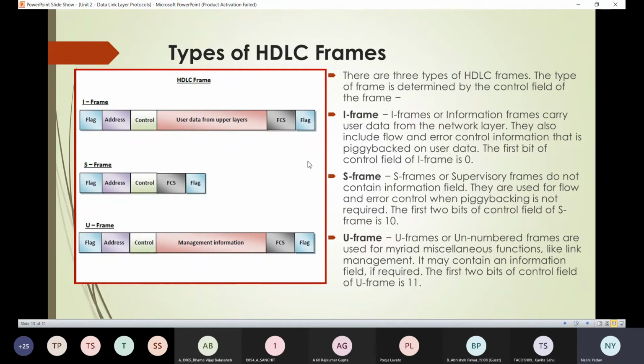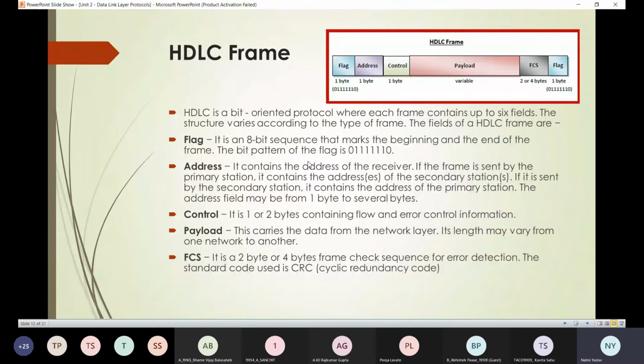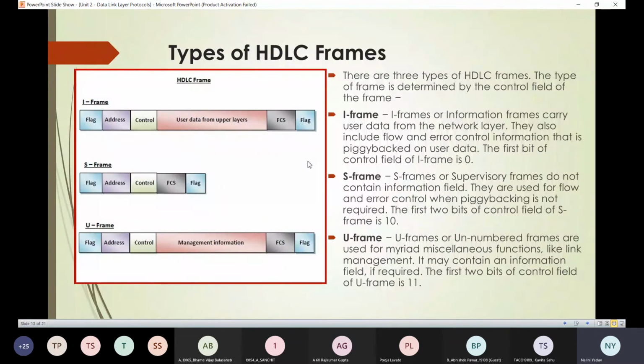As we have seen over here also, HDLC frame has a field called control, correct? Now this control field, based on the data of this control field, we differentiate or we categorize the HDLC frame. So whenever the control field's first bit is 0, it means that it is my information frame and it carries the data of the upper layer, correct?